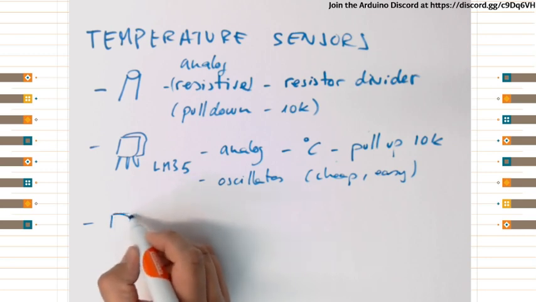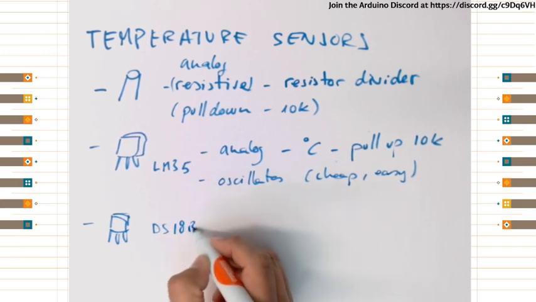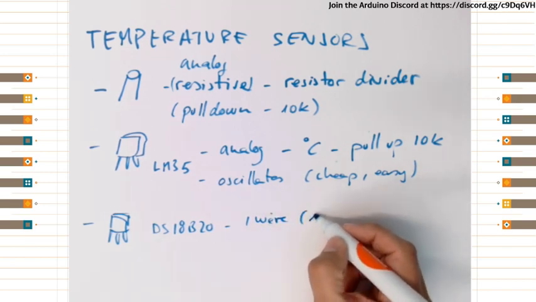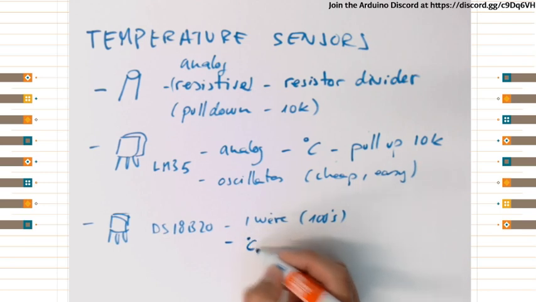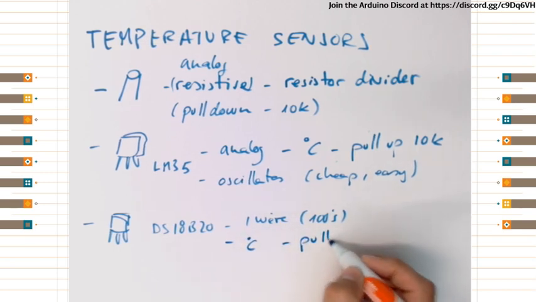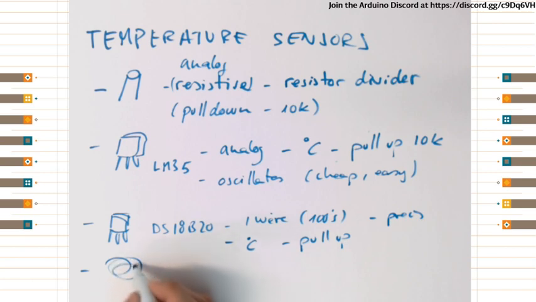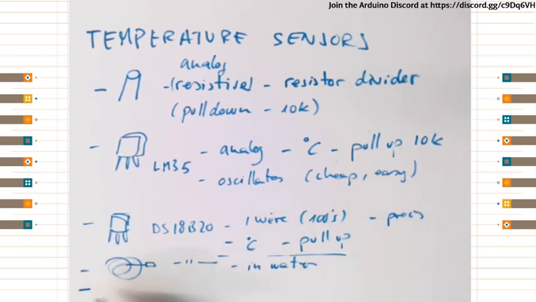Then we saw another silicon chip, but this time digital, and this was the DS18B20, which is a one-wire chip, which means you can use hundreds of them connected on a single data cable, and it gives information in degrees centigrade, and it's also using a pull-up, and it's quite precise and cheap. We saw a variation of this one that came coated in plastic. It's the same sensor, but it can be used in water or in other liquids.